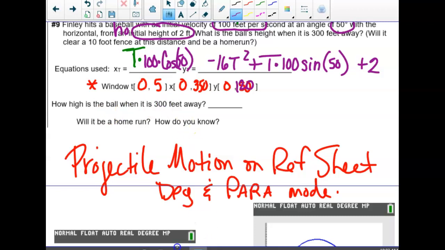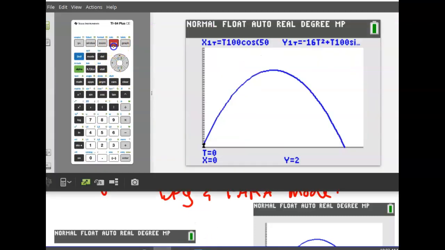How high is it when the ball's 300 feet away? So now we need to trace as best we can and tell what's 300. There's only one thing going to get to 300, and that is the X value. So when this gets 300 feet away, or as close as we can get, okay, I got 302 at 4.7 seconds. If I wanted to get a little better answer, I could try like 4.68 seconds, that's pretty close. Oh, this is ridiculously close.